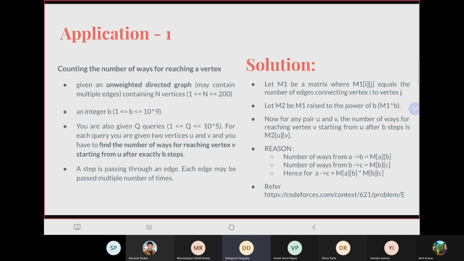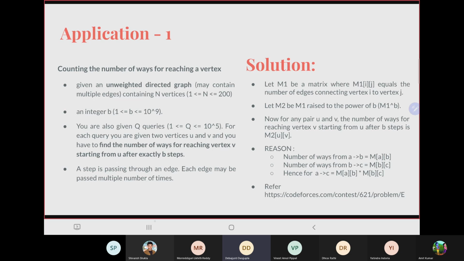So let us start with the applications. Where is this matrix multiplication applied, and also see some questions. Counting the number of ways to reach a vertex. What is the problem statement? You are given an unweighted directed graph. I hope you all know what a graph means. A graph is basically a collection of nodes which are connected by some edges.